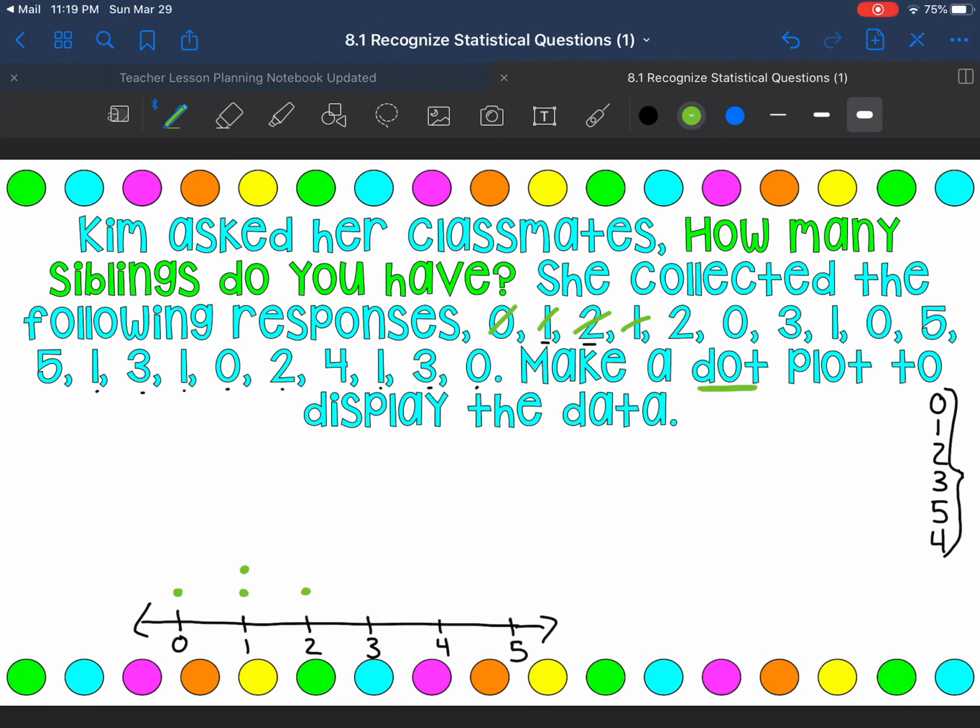You see how I'm marking through these numbers? I highly recommend you do that so you don't lose count. So now I'm at 2. I got a 2. Cross that off. I cross it off as soon as I dot it. So I dotted this 0, I'm going to cross it off. Now I'm going to dot my 3. That's new. Go back to 1. Lots of 1s. Another 0.